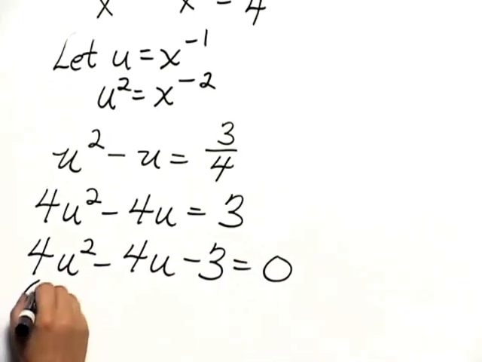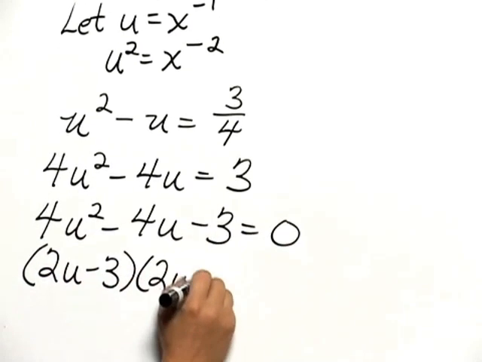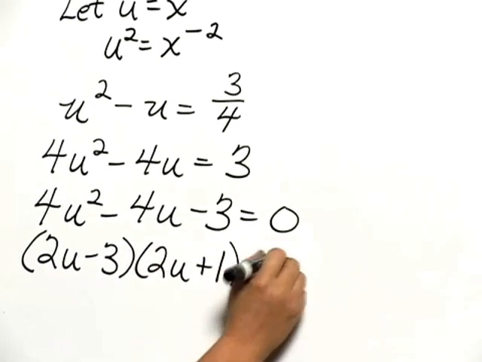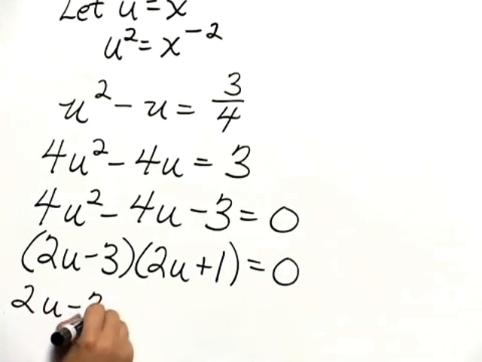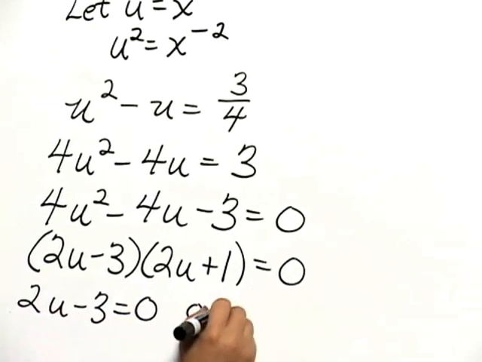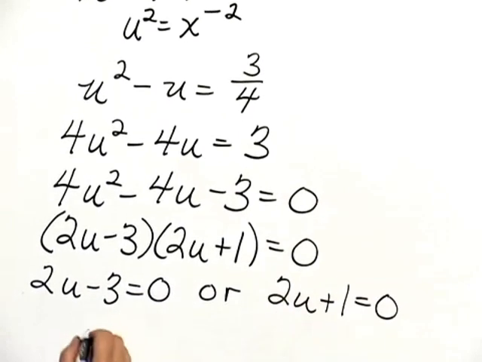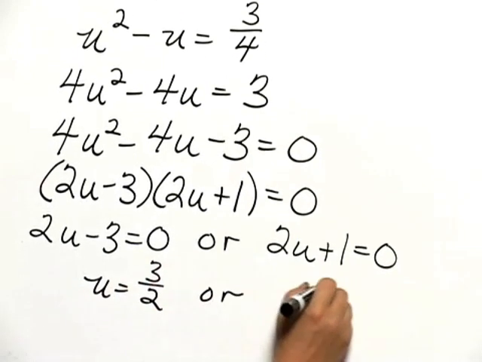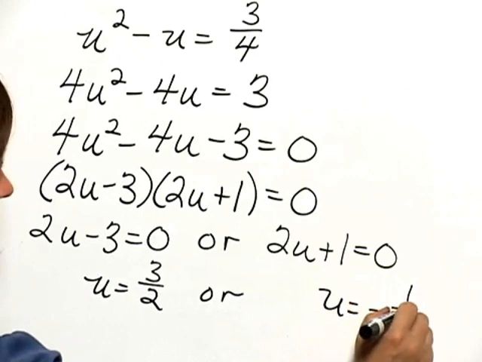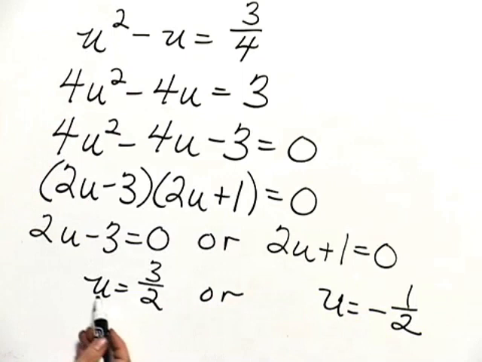And then factoring, we have 2u minus 3 times 2u plus 1 equals 0. Using the principle of zero products, this tells us that 2u minus 3 equals 0, or 2u plus 1 equals 0. In solving for u, we have u equals 3/2, or u equals negative 1/2. Now don't be tempted to stop here. This is halfway through. We found the u. Now we have to go back and find the x.